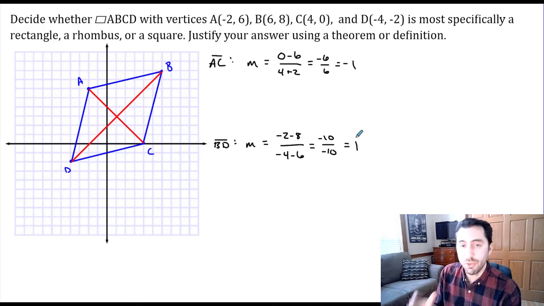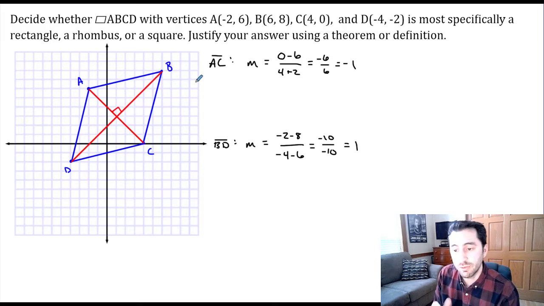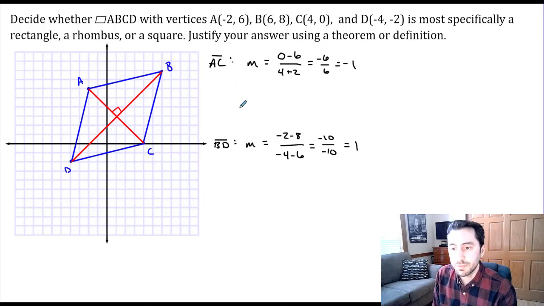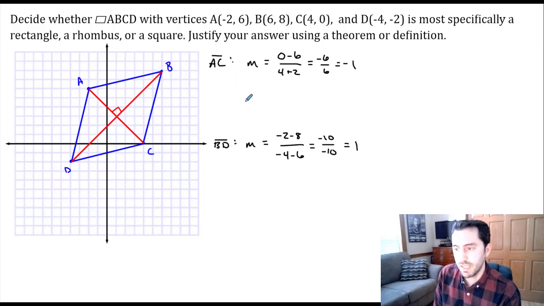-1 and +1, those are opposite reciprocal slopes. So yes, these are perpendicular, and we have the right angles at the intersection of the diagonals. Now, just to verify whether or not this is a rectangle, let's take a look at the length of each of these diagonals as well.